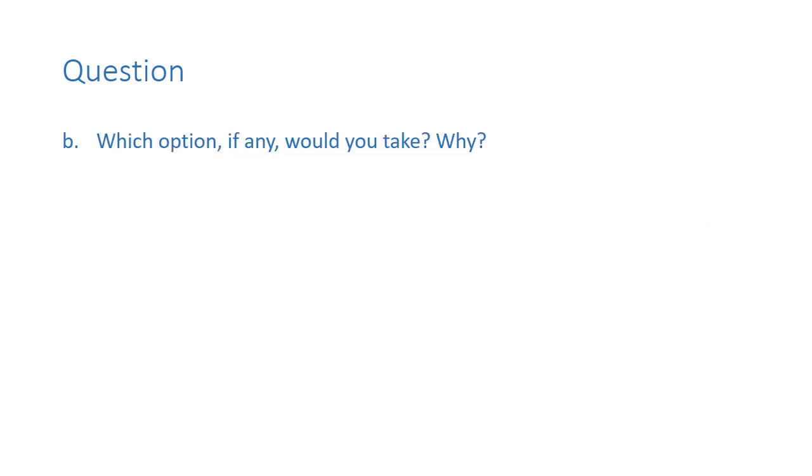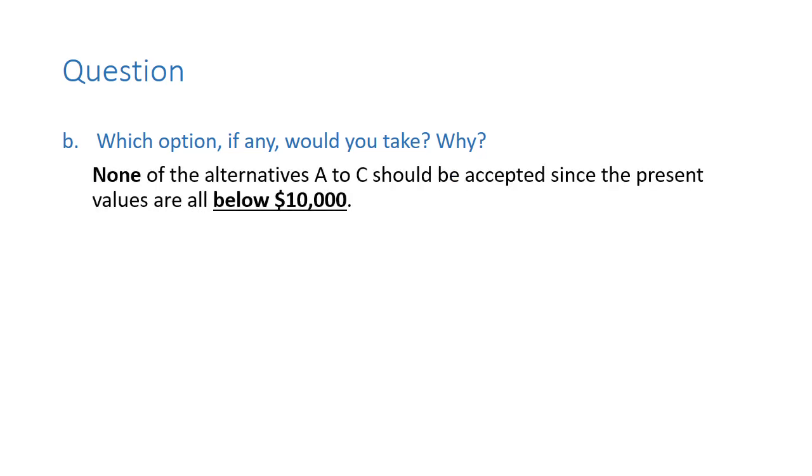Which option, if any, would you take? Why? None of the alternatives A to C should be accepted, since the present values are all below 10K.